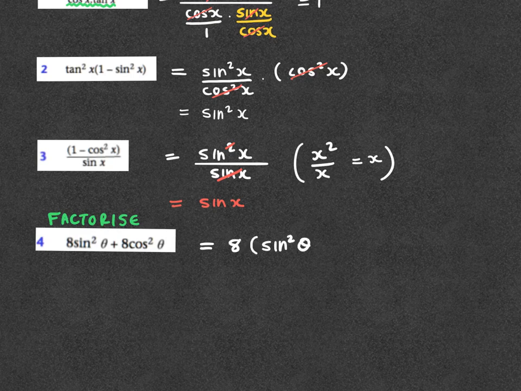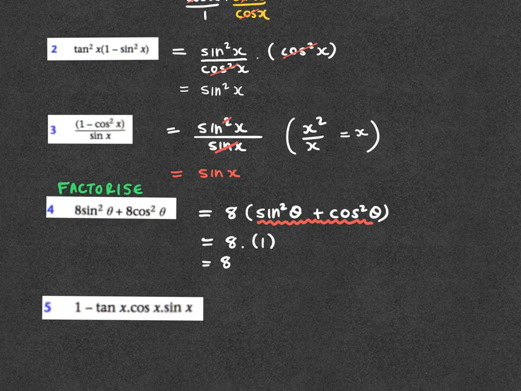I'm going to be left with sine squared theta plus cos squared theta. Now you should be able to recognize what this is, right? This is your square identity. And we know that sine squared theta plus cos squared theta just becomes 1. So our answer for number 4 is just 8. It's easy, right? So easy.